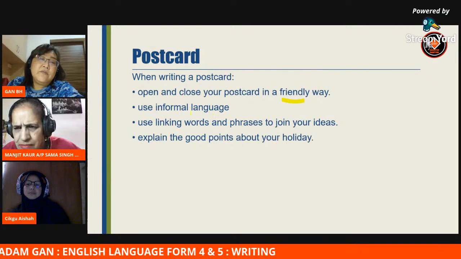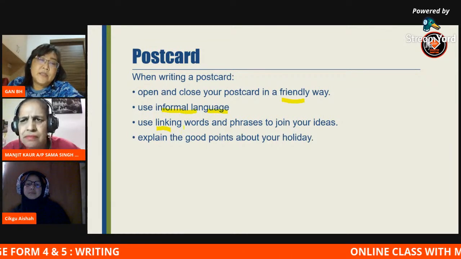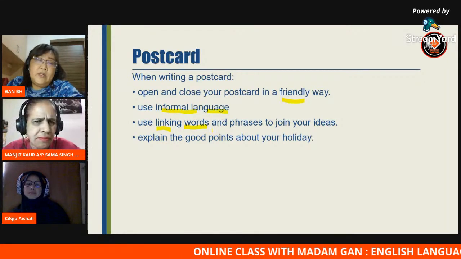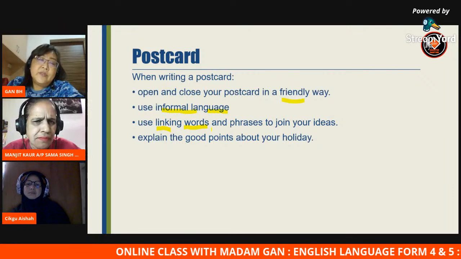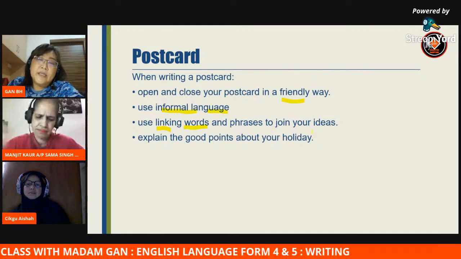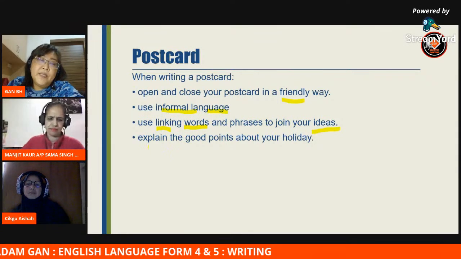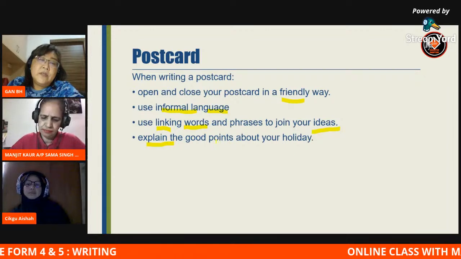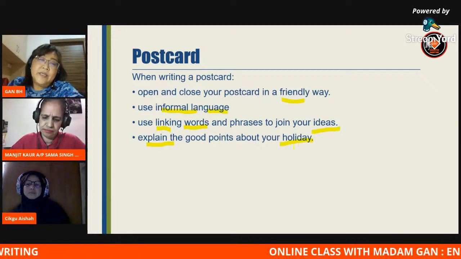So use informal language. And don't forget to use linking words, like and, but, or. And then you have moreover, besides, furthermore, and others. Use linking words and phrases to join your ideas. And you have to explain, definitely. Without explaining, you won't get the marks. For example, you need to explain about your holiday.